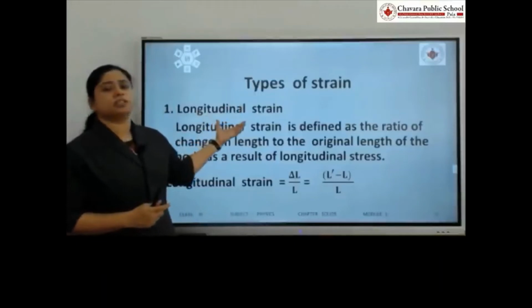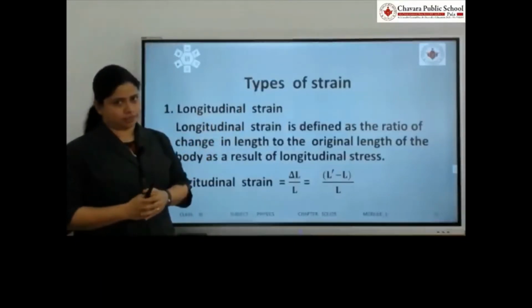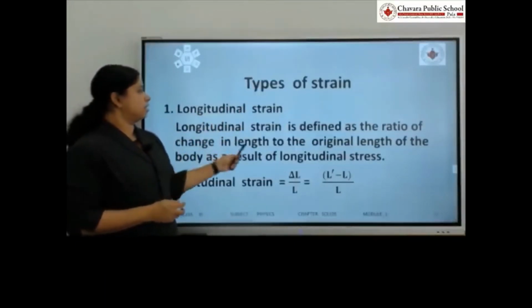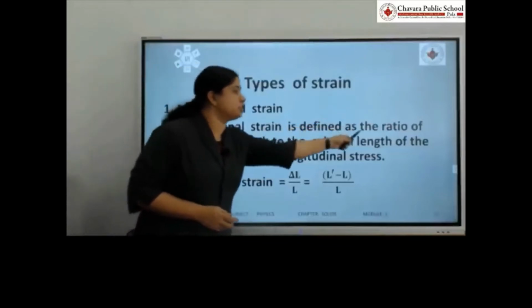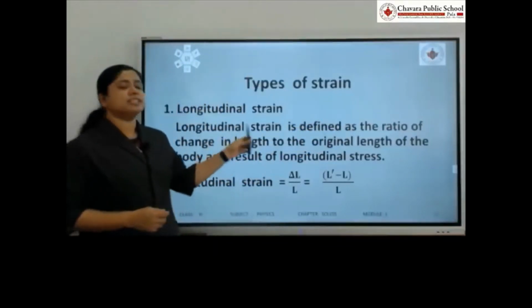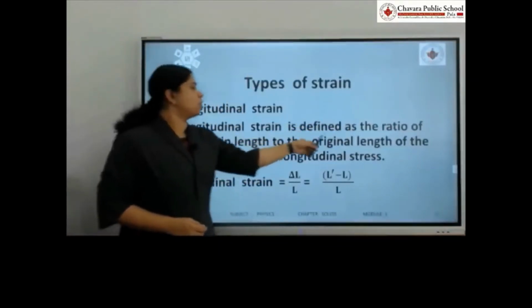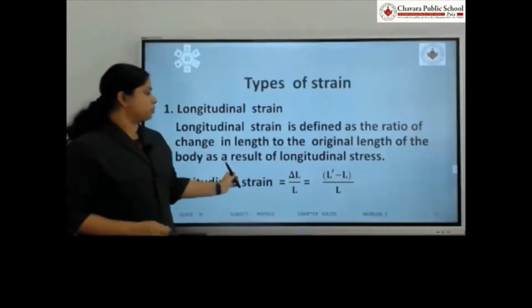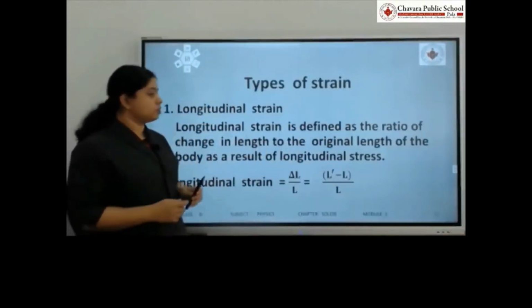First one is longitudinal strain. Longitudinal strain is defined as the ratio of the change in length to the original length of a body as a result of longitudinal stress.